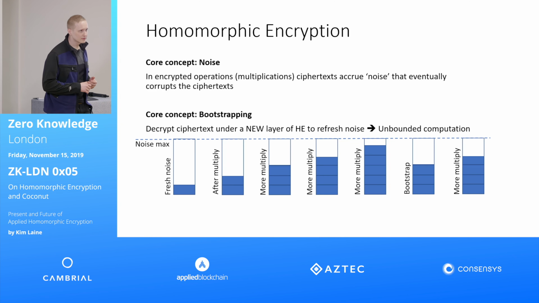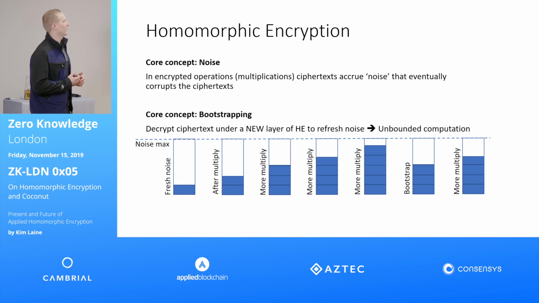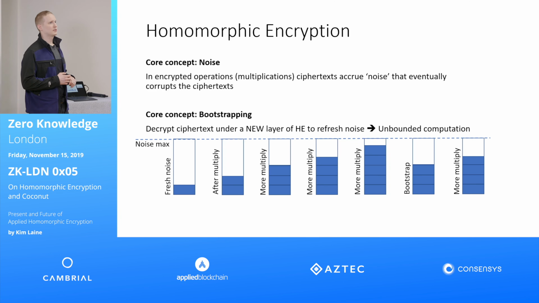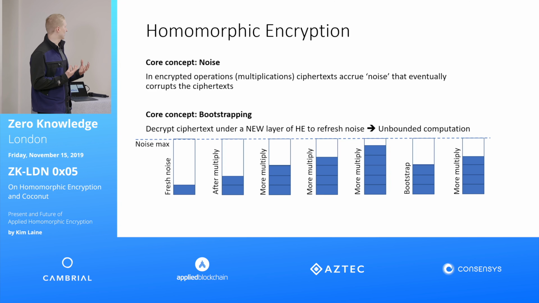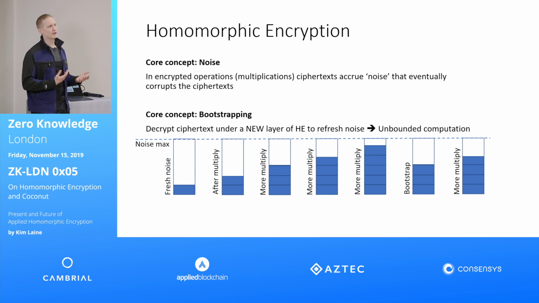Yeah? Is the maximum noise predictable then? It's very much predictable, yes. The maximum noise depends on the encryption parameters. So when you set up your homomorphic encryption scheme, you have to choose these encryption parameters. And choosing these in an optimal way is kind of an art. These parameters easily determine the maximum noise.